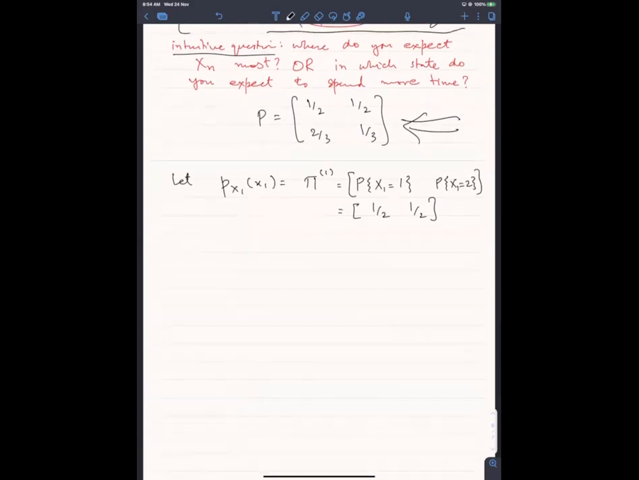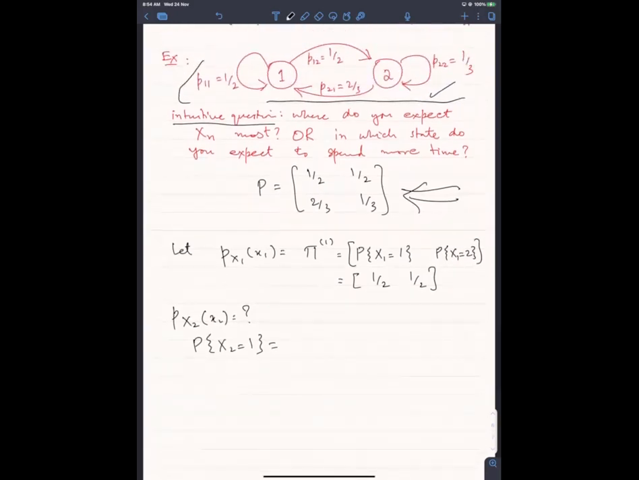What is probability of x2 taking certain value? So calculate करते हैं. Probability x2 is equal to 1. This would be equal to law of total probability. Probability of x2 is equal to 1 given x1 is equal to 1 into probability x1 is equal to 1 plus probability x2 is equal to 1.